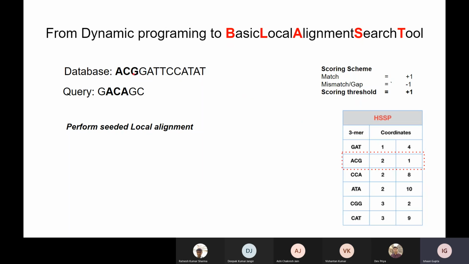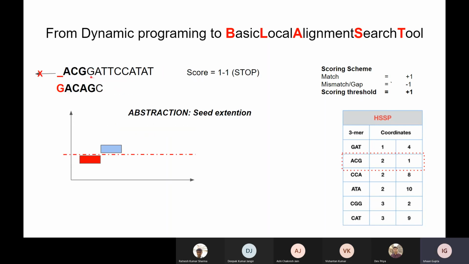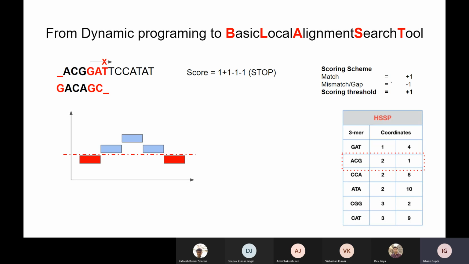We extend because we have to find it in the database. We extend to the left side. When we extend to the left side, because it's a gap, the score becomes 1 minus 1. It is below the threshold. So we abort the extension. Okay. The next, we go to the right side. We find a match. We increase. Then we extend further. There is a mismatch. We decrease the score. And as we extend further, the score goes below the threshold and we have obtained our alignment.